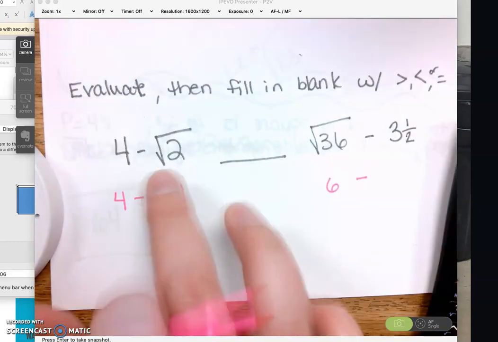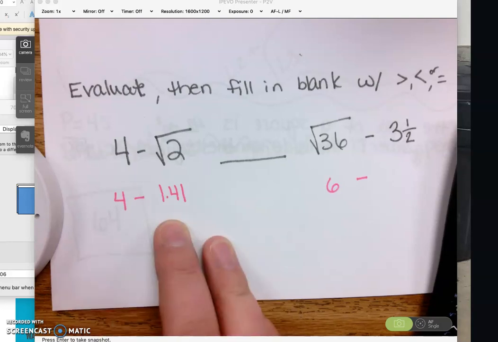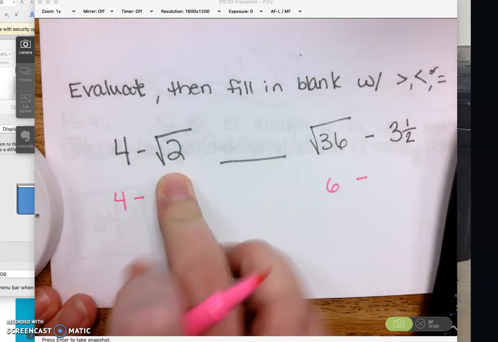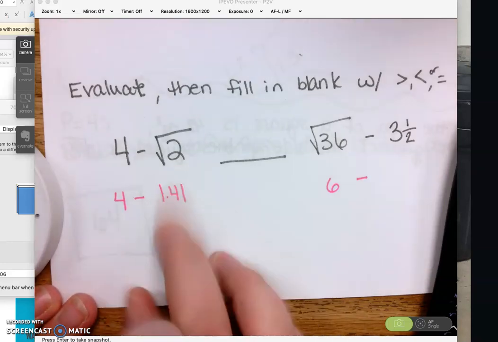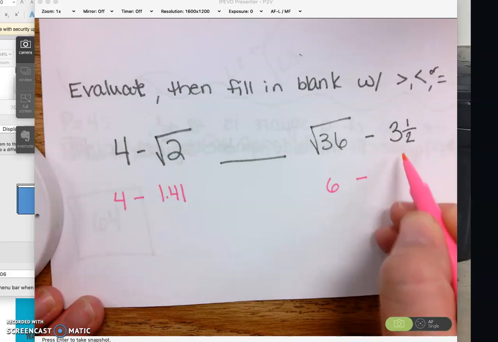But that's why it's irrational. If you ever round, you're not actually getting an exact answer. But when you're working with square roots of non-perfect squares, you're going to have to round. But here, this is an exact answer.